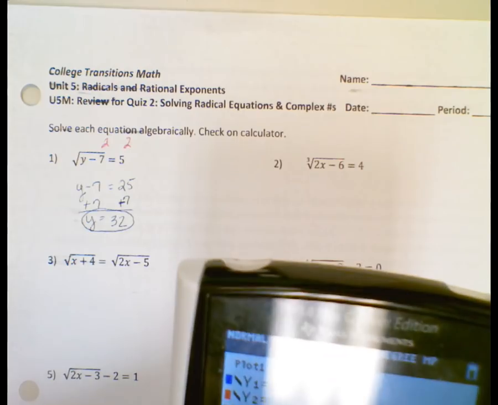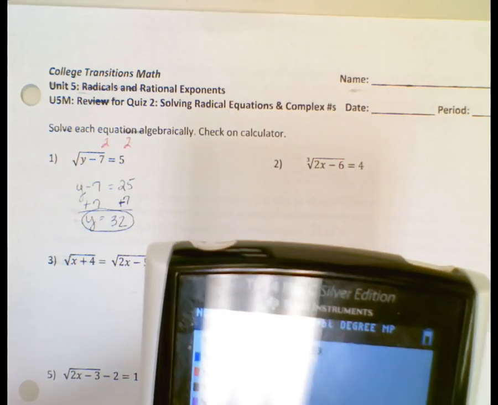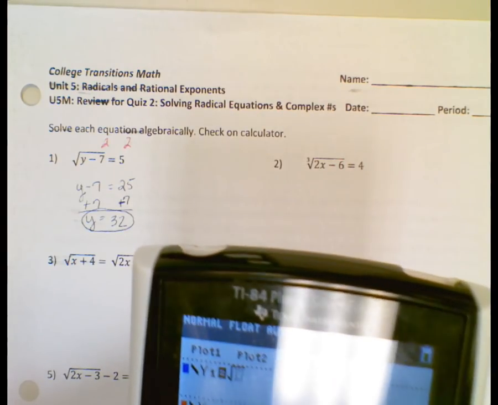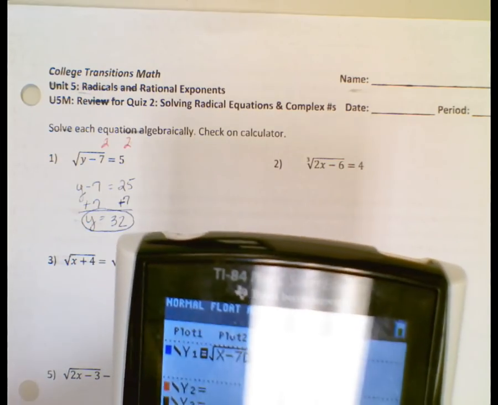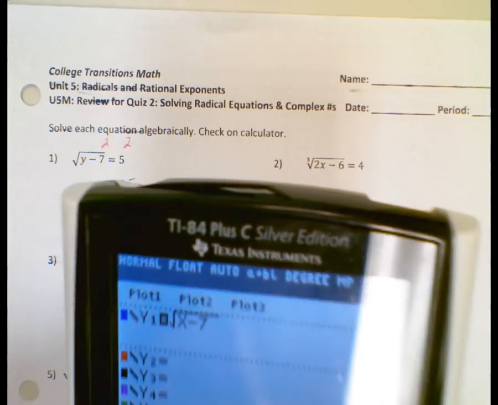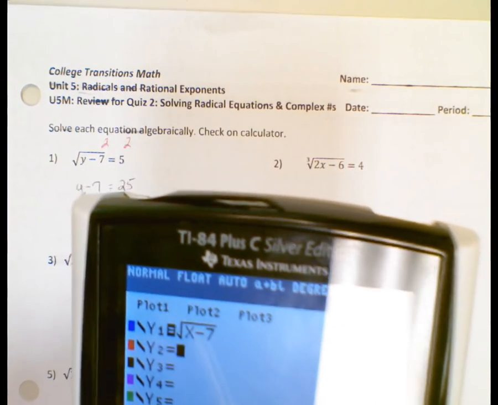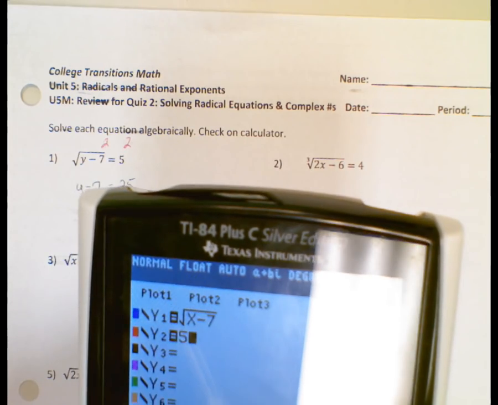You want to put the left side in the y1. So you do second square root. Well, I'm not going to do y minus 7. We'll do x minus 7. We don't have a y. So you do x minus 7. And then we're going to put 5 in y2.